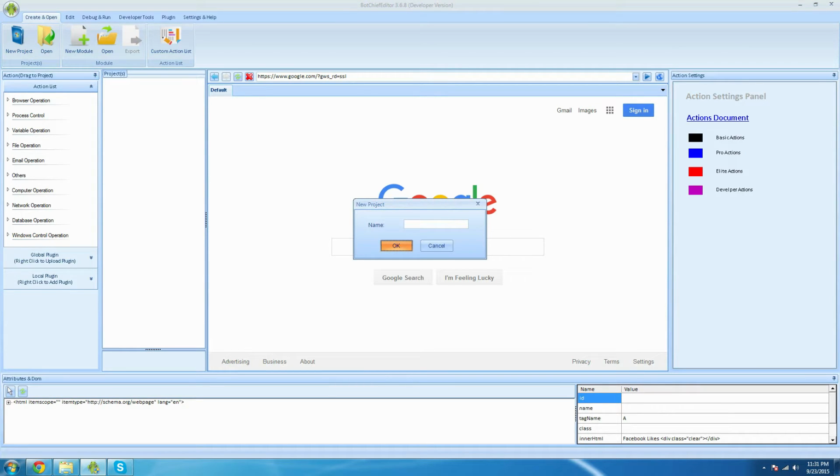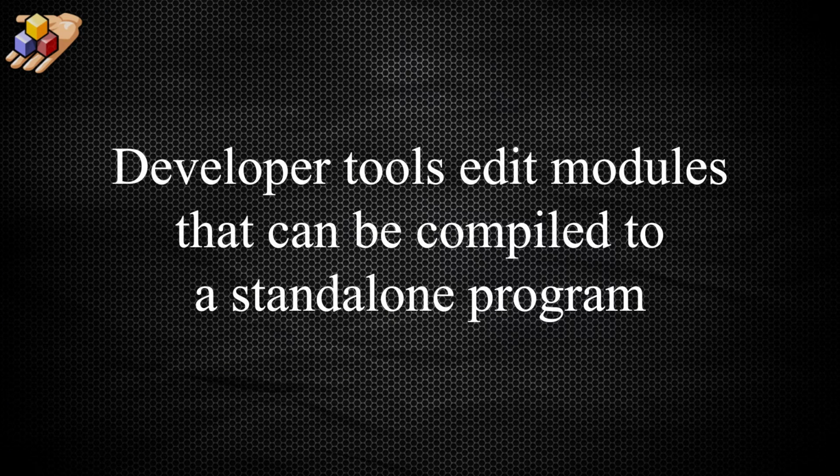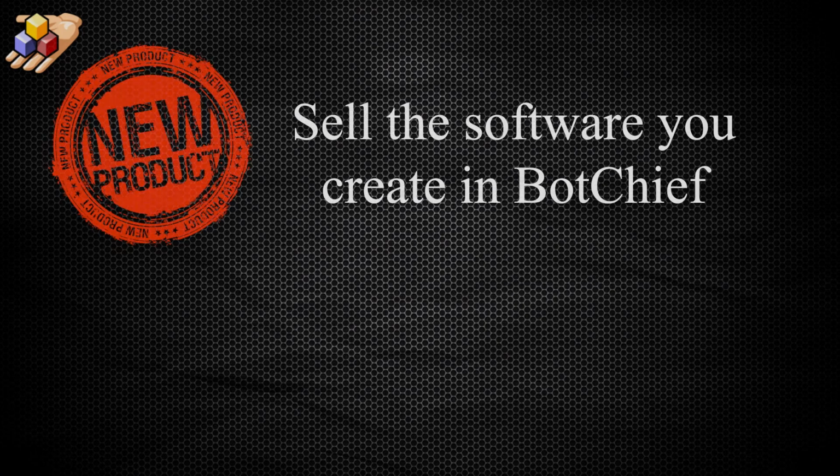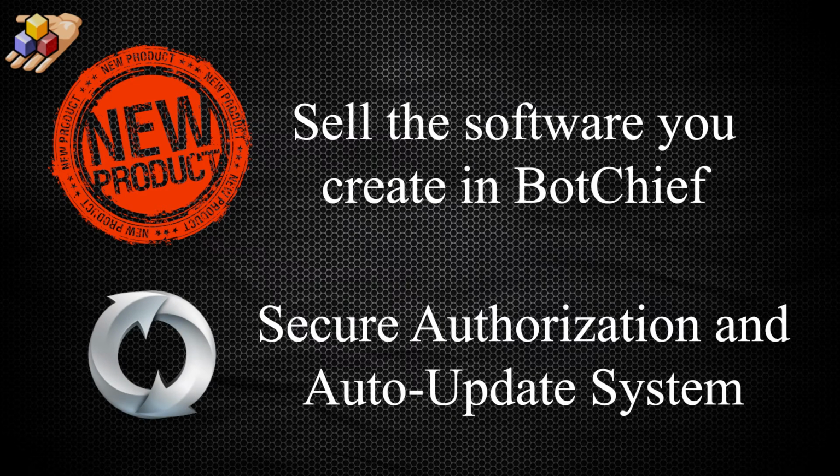The Debug and Run toolbar is used mainly to start and debug a current project. The developer tools are used to edit modules that can be compiled to a standalone program. This is perfect for people who are looking to sell the software they create in BotChief. BotChief even comes with a secure authorization and auto update system for your compiled bots. This requires the developer version in order to use this function.